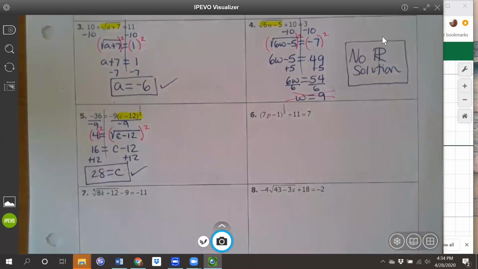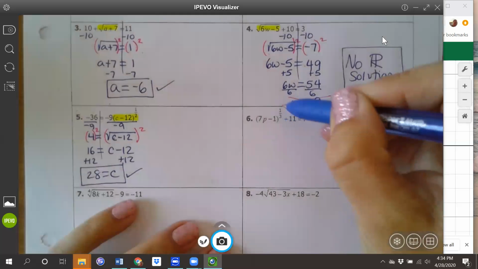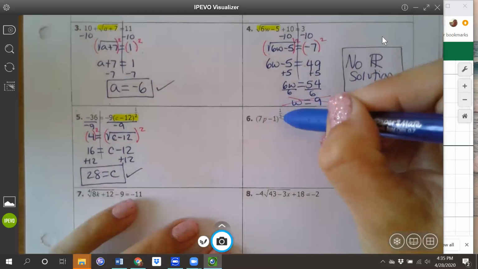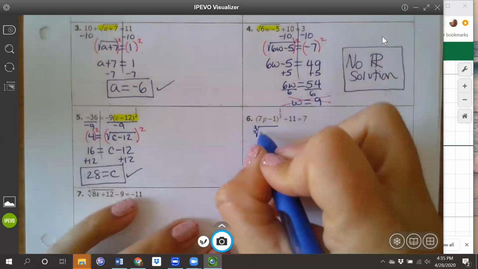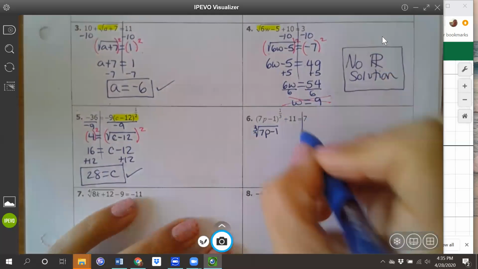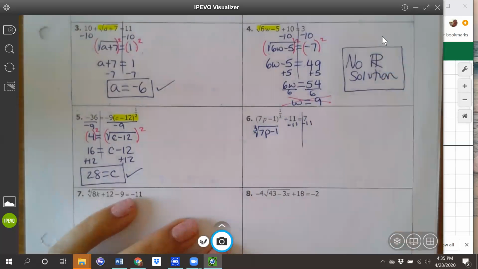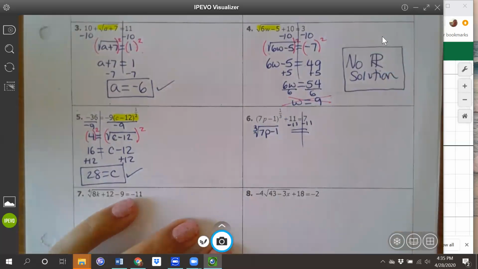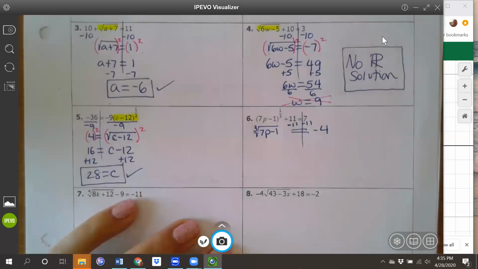All right, number 6. Yeesh. 1/3. Oh, that's no big deal. Power divided by root. That's actually a third root or a cube root of 7p minus 1. I need to get that by itself, so I'm going to start by subtracting 11 on both sides. 7 minus 11 is a -4.